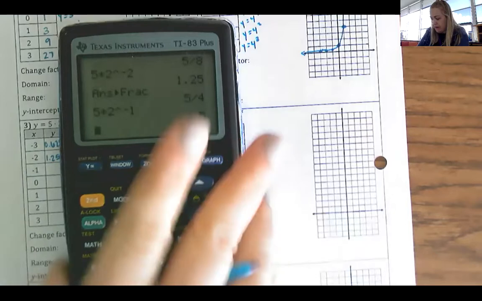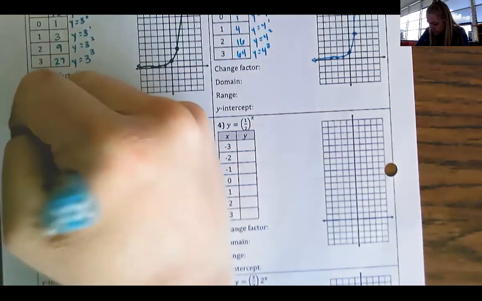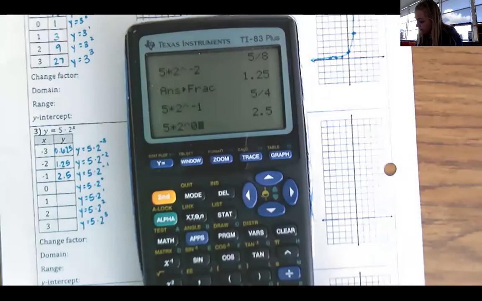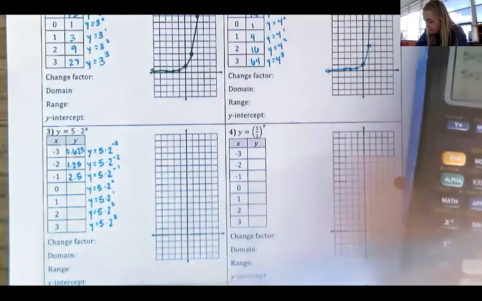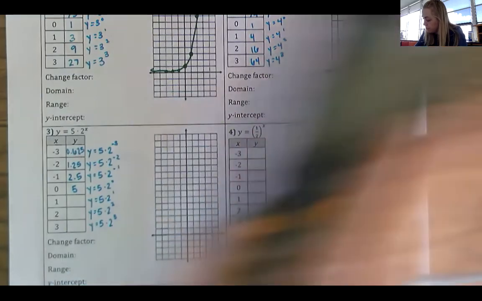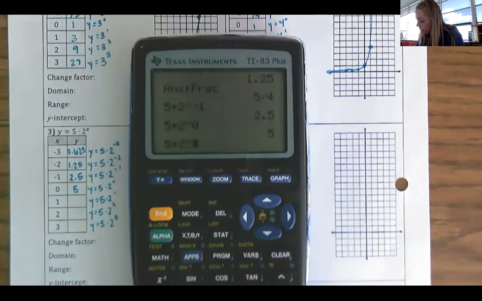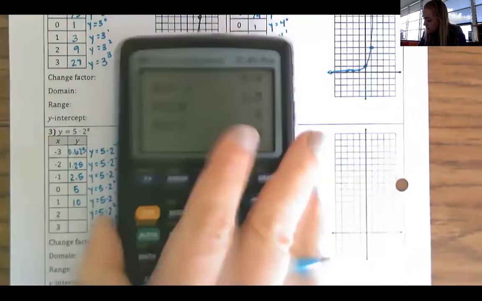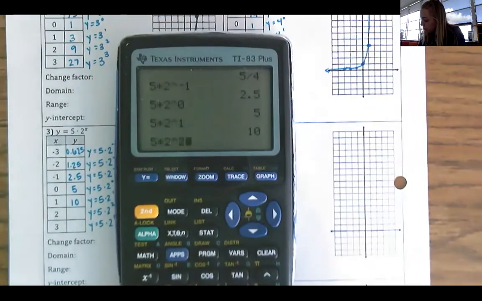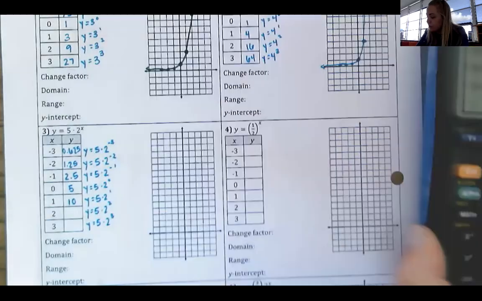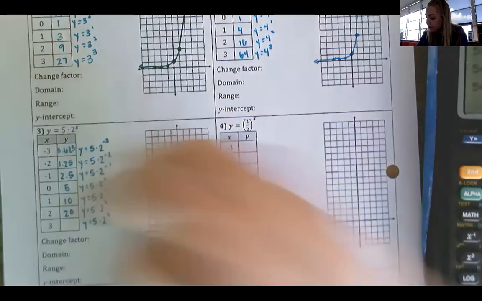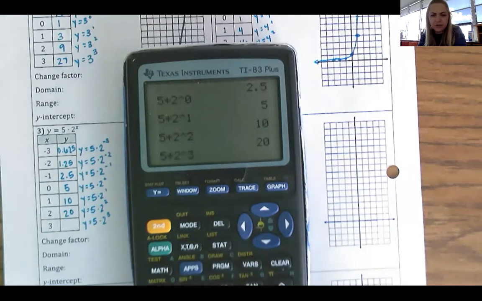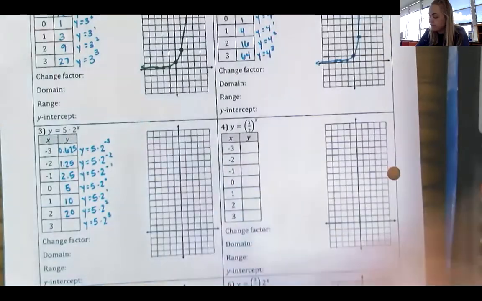And I get 2.5. Okay, 5 times 2 to the 0, and I get 5. 5 times 2 to the 1, and I get 10. 5 times 2 to the 2, and I get 20. Ooh, starting to see a pattern. Okay, and 5 times 2 to the 3rd, 40.